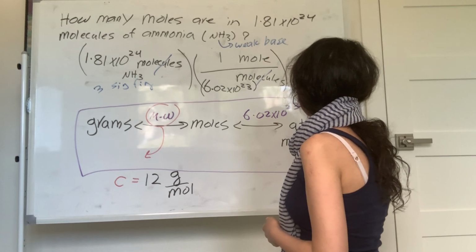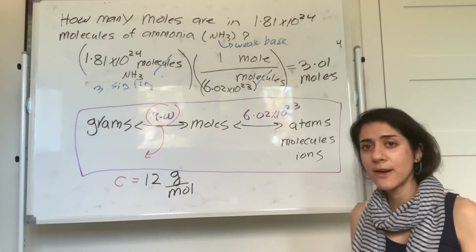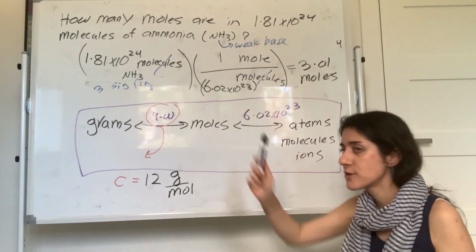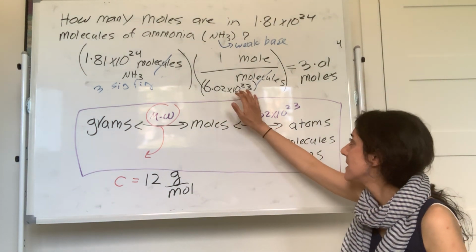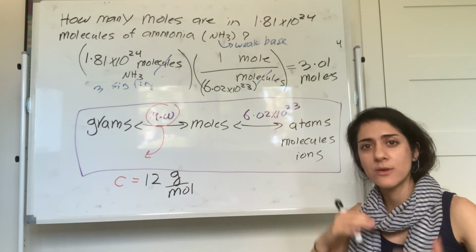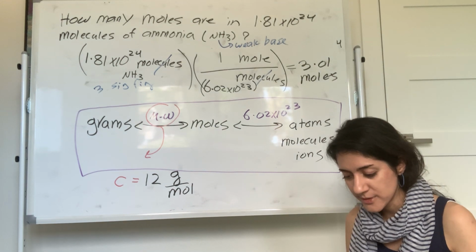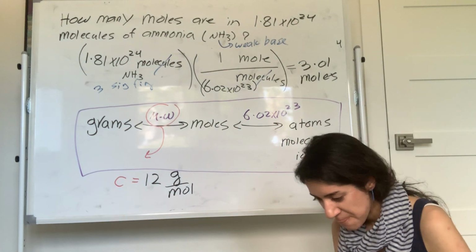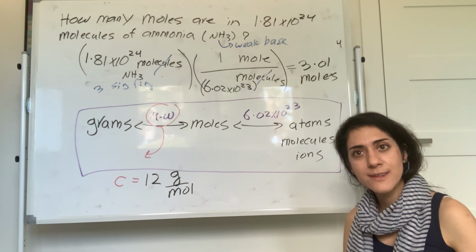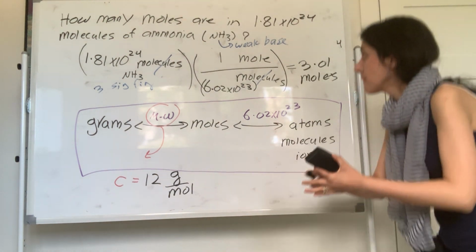What I get is 3.01 moles. And if you don't get this in your calculator, it's probably because you forgot to put the parentheses, so you divided and then multiplied instead of dividing by this whole thing. Today is like you learning your calculator, so make sure you get this. If you still don't get it, show up to office hours. Okay, we have one more practice problem to get all the basics out of the way.